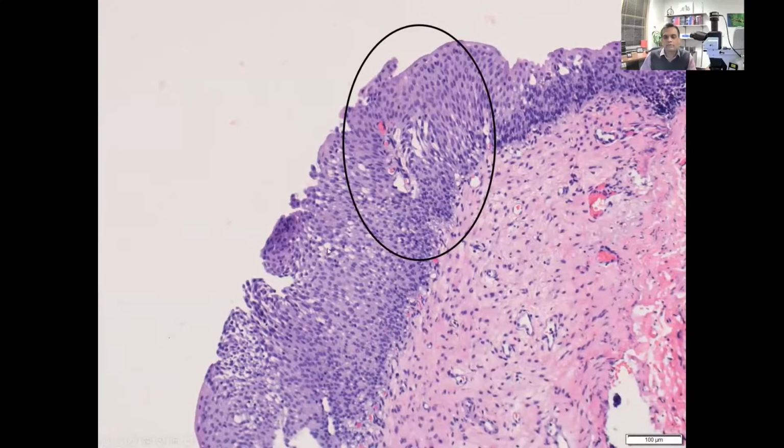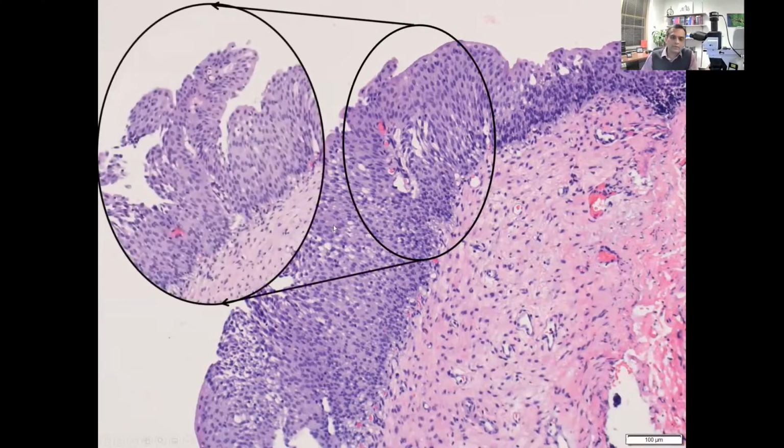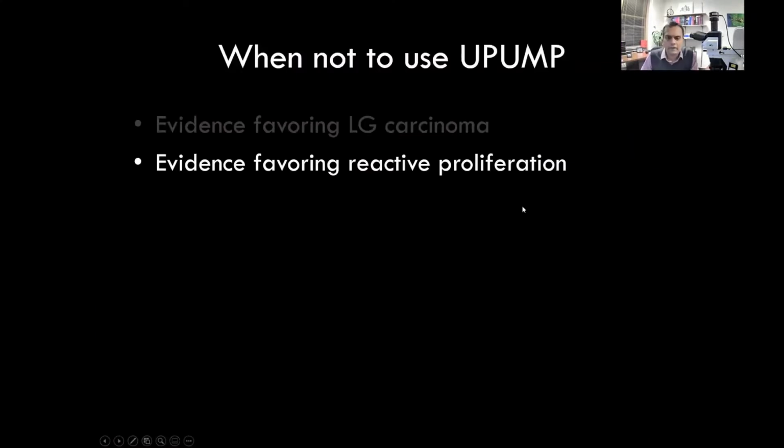So if you make deeper sections in this particular case, you will see this happen. In the deeper sections, this actually clearly shows that there is a finger-like projection, fibrovascular core, your typical papillary formation. So you're not supposed to see this in a UPUMP. So this case is, again, best diagnosed as the early low-grade papillary urothelial carcinoma and not as a UPUMP.